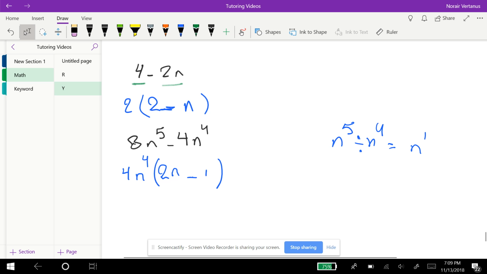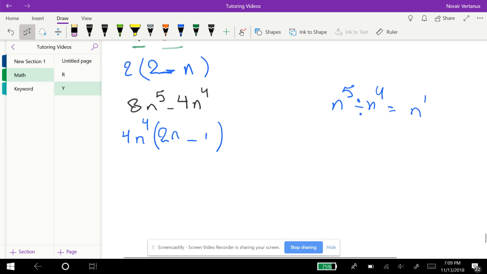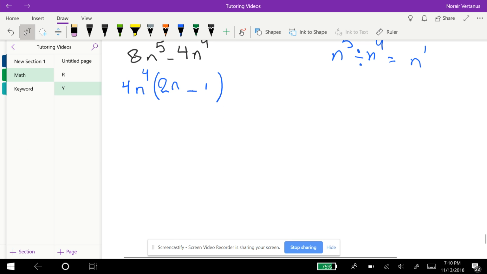Now, that was basically the hardest it could get with binomials. Now let's do a trinomial, for example, 5p to the 6th plus 20p to the 4th minus 50p to the 3rd. So it's a trinomial. We want to find the greatest common factor between those numbers and variables.